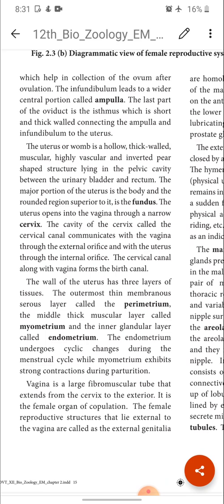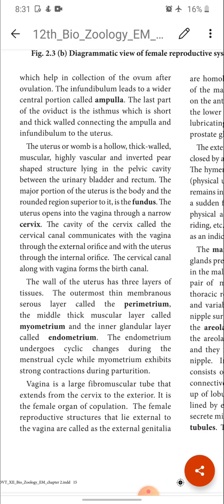The endometrium undergoes cyclical changes during the menstrual cycle, while the myometrium exhibits strong contraction during parturition. So these are the functions of the 3 layers. The endometrium undergoes cyclic changes during the menstrual cycle, and during childbirth the myometrium contracts strongly to expel the fetus from the uterus through the vagina or birth canal. Next, the vagina. The vagina is a large fibromuscular tube that extends from the cervix to the exterior.